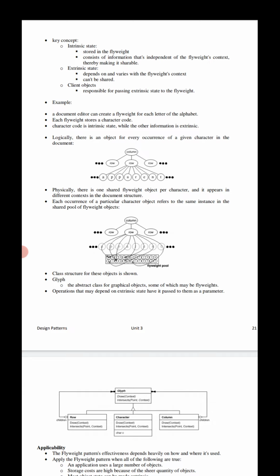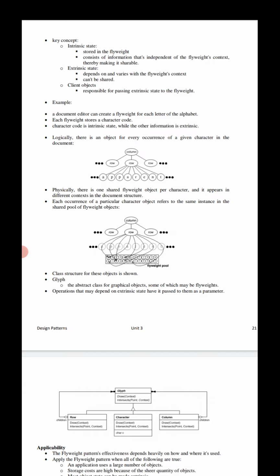So here logically there is an object for each and every occurrence of a given character in the document. Here look at the diagram, column, and the column has some 3 rows. Listen carefully to the diagram explanation. Here the flyweight model concepts are entities that are normally represented with objects. For example, a document editor can create a flyweight for each letter of the alphabet.